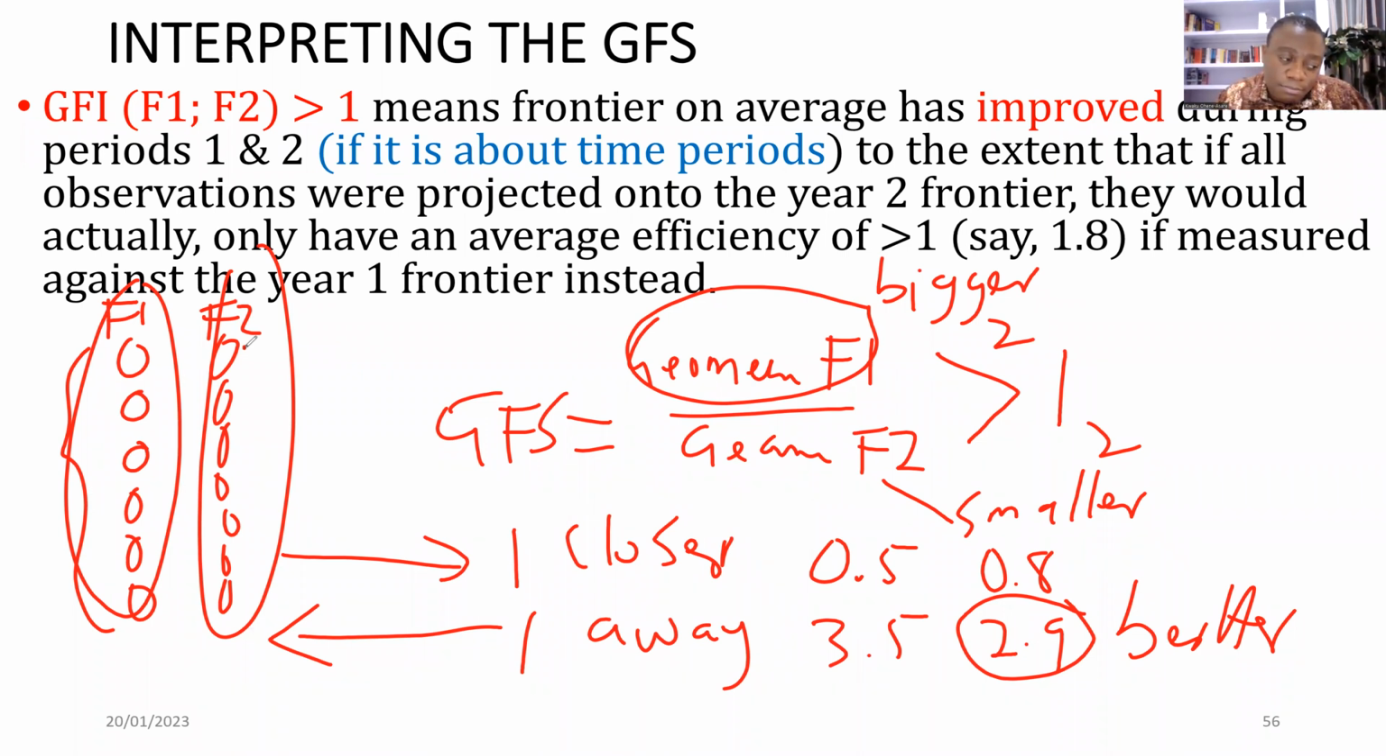Yes, it makes sense. So if you were efficient in year 1, your score is 1. You are efficient in year 2, your score is still 1. There is no change in your efficiency from year 1 to year 2. Good. And you are using the word change because you are thinking in terms of time, right? And I agree.